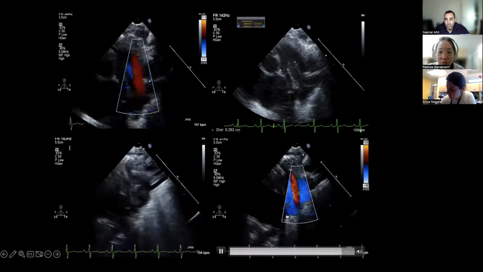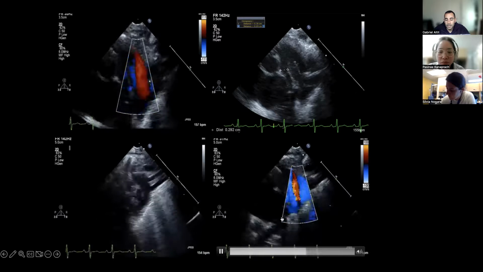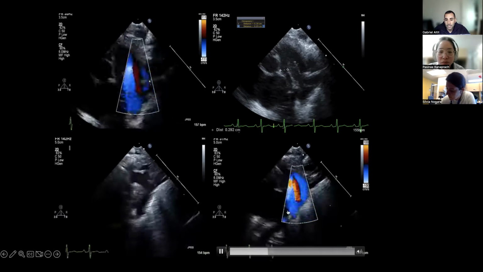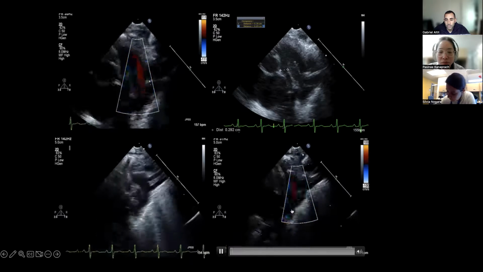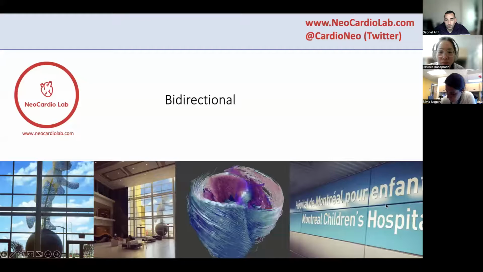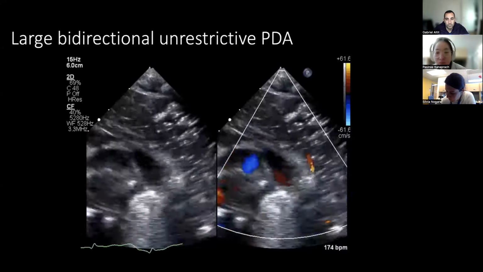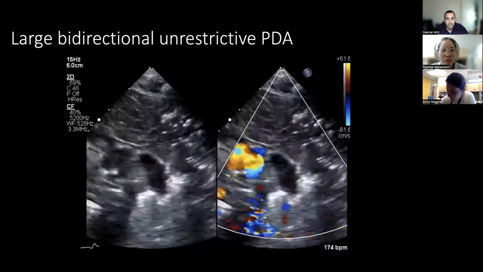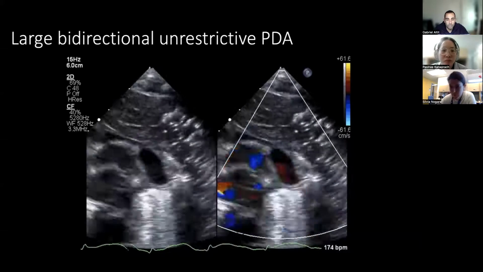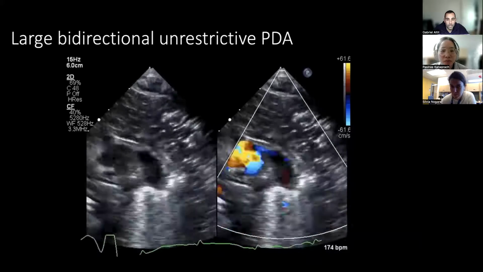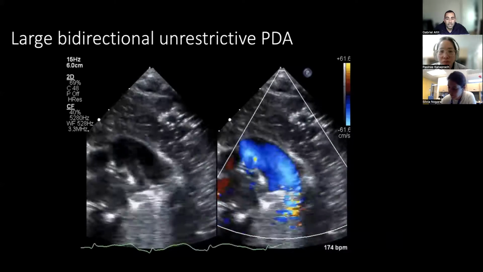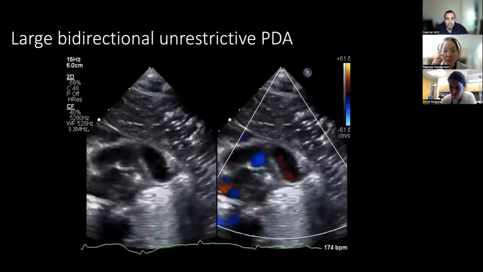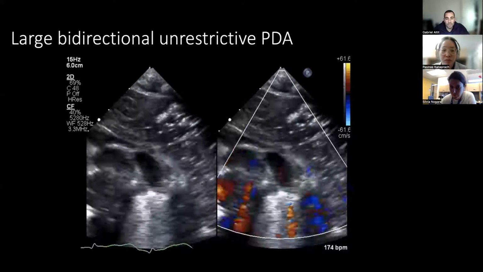This is a particularly good view to obtain the pulse wave in the descending postductal aorta. So this is definitely a view that locally we use a lot to see if there's retrograde flow in the descending aorta. Bidirectional PDA can be a bit more tricky to interpret. But basically, if you have a very large duct, you expect that the pressure will equalize on both sides.